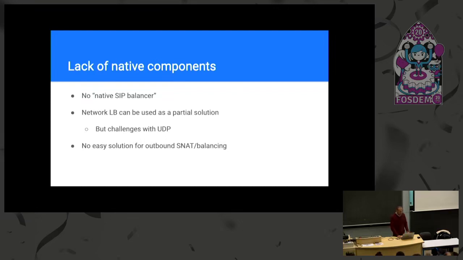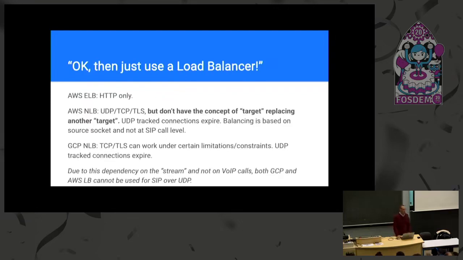So what typically happens is that you talk with people in your team and they say, well, okay, just use a load balancer, just pick up a load balancer. But then I'm having these conversations over and over. This just doesn't work. So first of all, AWS Elastic Load Balancer works only for HTTP.